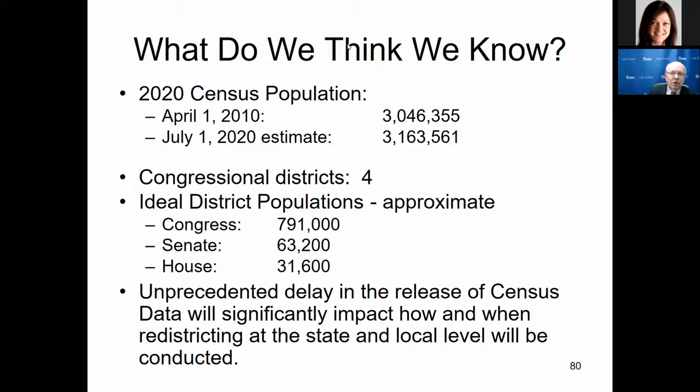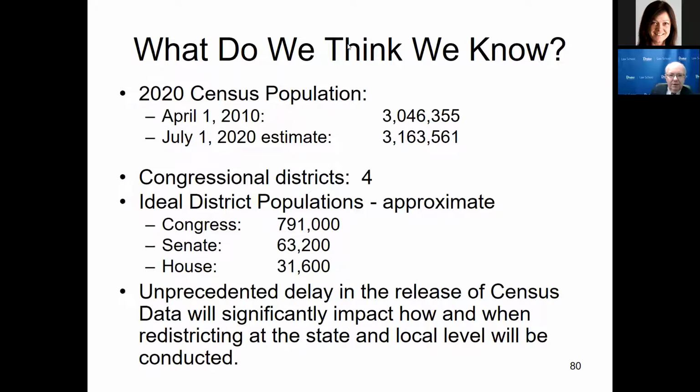So what do we think we know at this point? The population of the state has grown somewhat. The Census Bureau's July 1, 2020 estimate pegged the population of the state at about 3.1 million people. Using that as an example, the ideal district population will be approximately 791,000 for Congress, 63,000 for the Senate, and 31,000 for the House.